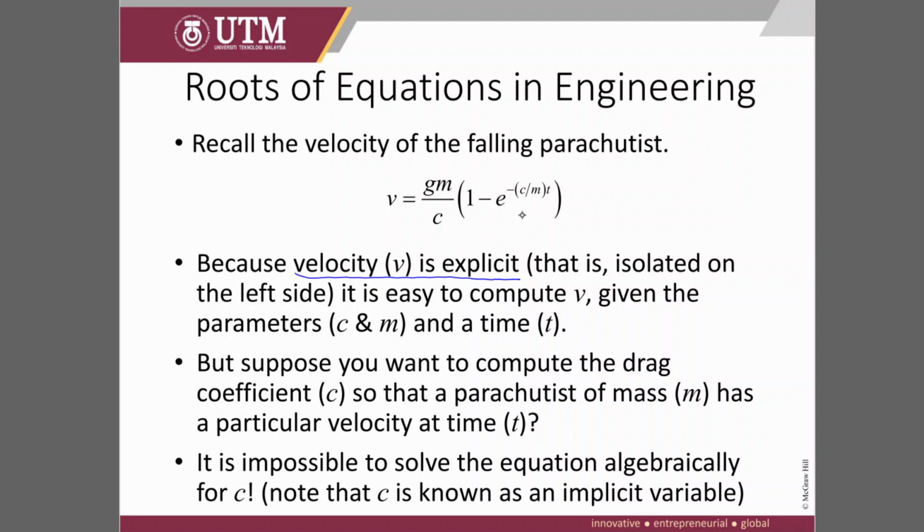There's no V here, no V here, no V here. So V is isolated on the left-hand side alone. It is easy to compute given the parameters C and M and time T. If you know G, M, C, and T, then it's easy to calculate V because V is isolated on the left-hand side. But suppose you want to compute the drag coefficient C so that the parachutist of mass M has a particular velocity at time T. This was the question that I gave you in the quiz.